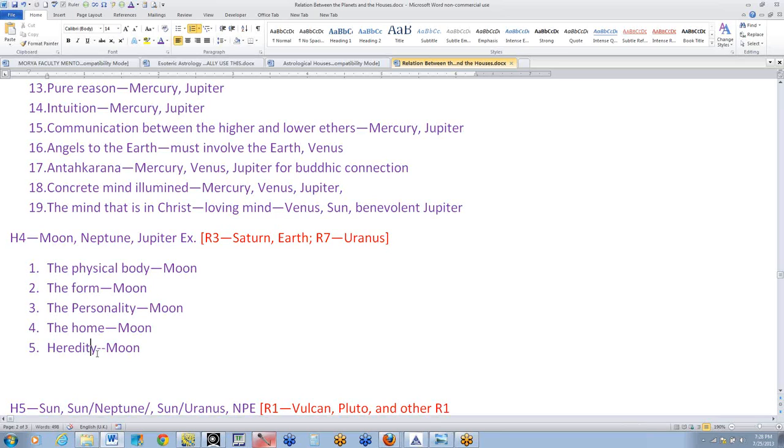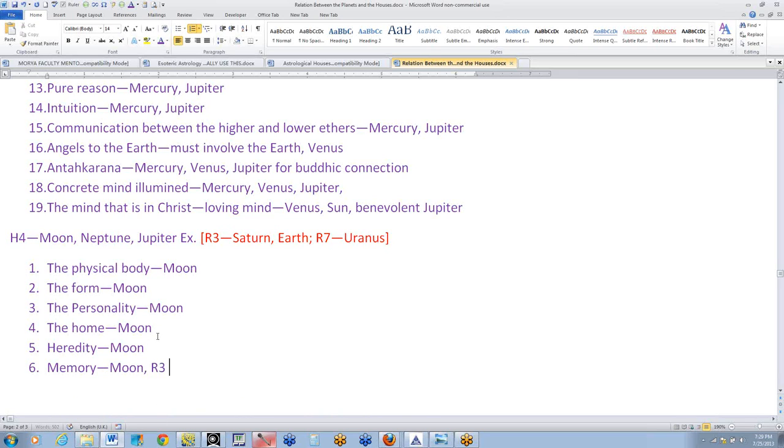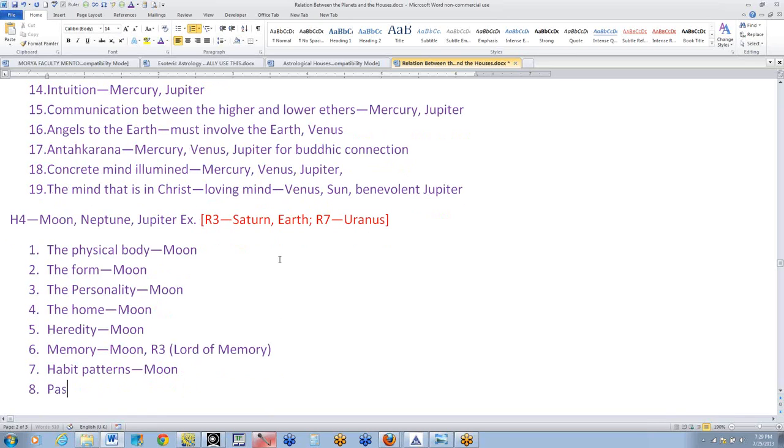The moon is memory in many ways and is related to the permanent atoms, wherein all the tendencies of the past and the memories are retained. So I want to put down something here like memory, and that is moon. And also ray 3, which is the Lord of memory. Cancer, the fourth house, these things have made an impression and they last. Habit patterns, of course, that can be found in several places, but that's the moon again. And in general, the past, that's the moon.